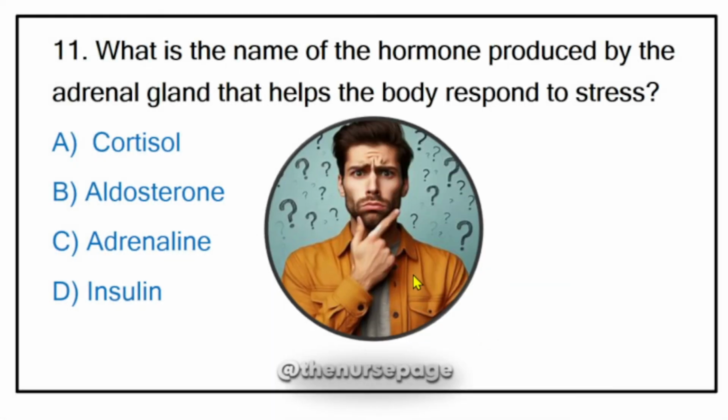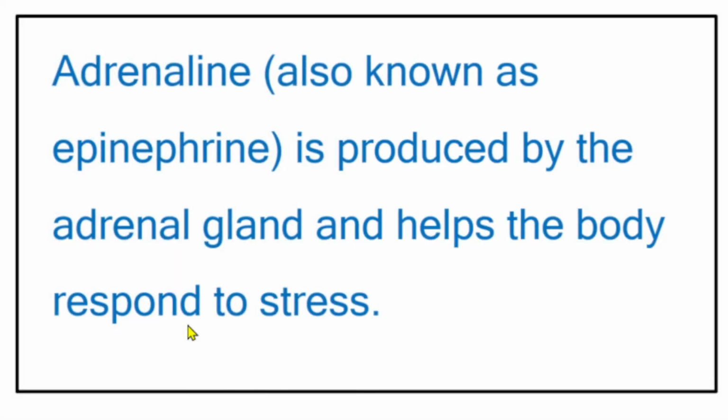11th question. What is the name of the hormone produced by the adrenal gland that helps the body respond to stress? Cortisol, aldosterone, adrenaline, or insulin. The correct answer is adrenaline. Adrenaline, also known as epinephrine, is produced by the adrenal gland and helps the body respond to stress. Mainly the adrenal medulla produces adrenaline and noradrenaline.